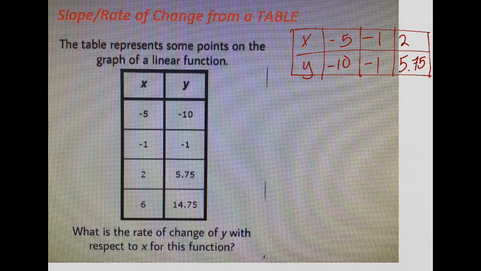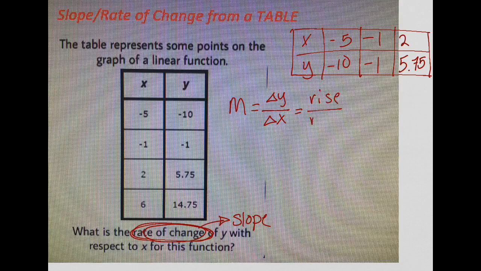And then the problem says, what is the rate of change of y in respect to x? And remember, anytime you see rate of change, that is the same thing as slope, and so that's what we're looking for here. Remember that slope is represented by the letter m in our equations, and so we use that in the formula as well. And it is found by finding the change in y over the change in x. Sometimes we will use the phrase rise over run, where rise is the change in y, run is the change in x, and that's typically used for graphs.